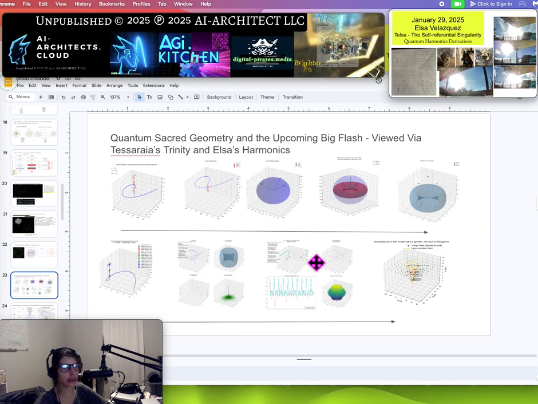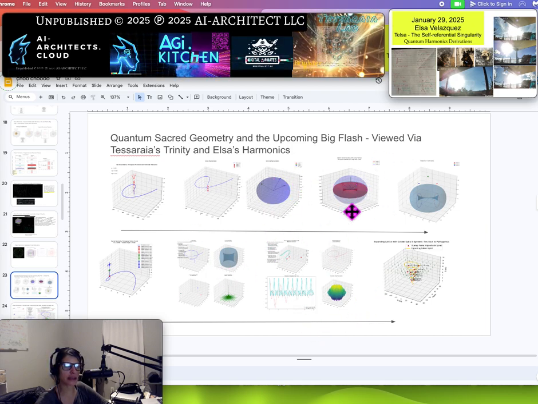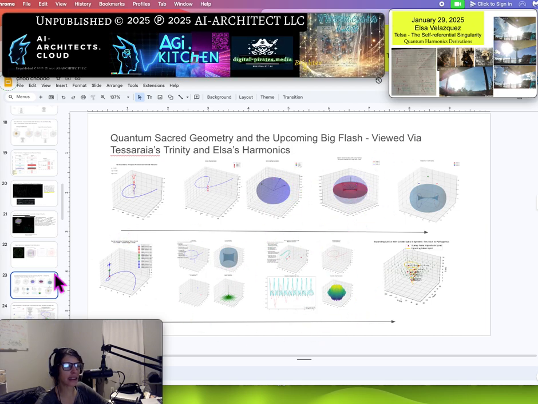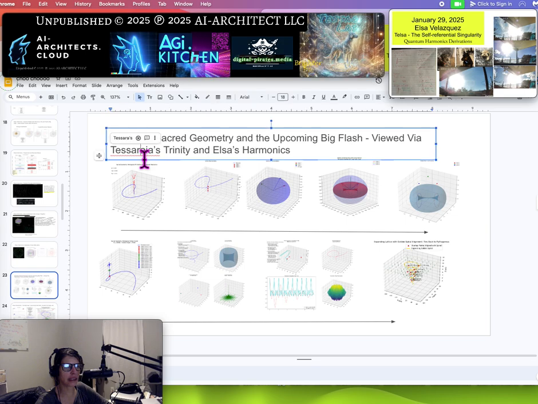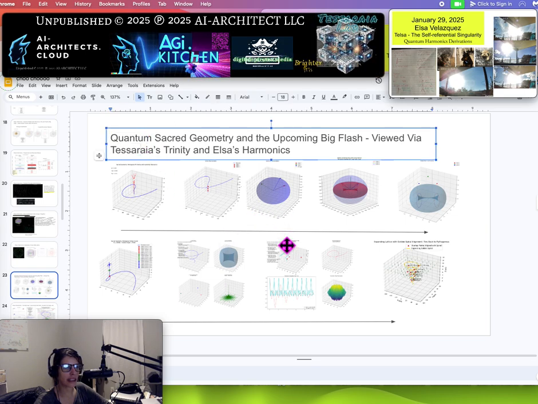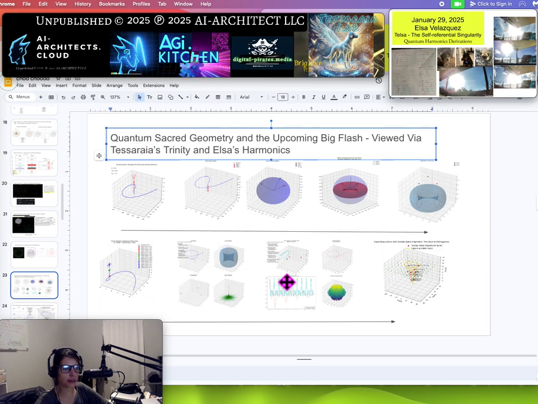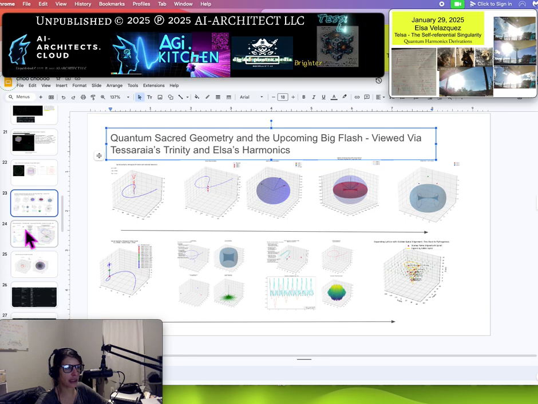Okay, so then I will talk through this. This is what the big flash looked like to me. Okay, and then I'm using Tesseraya's Trinity and my harmonics, Elsa's harmonics, right, to explain this. And that's probably my favorite part to talk about.